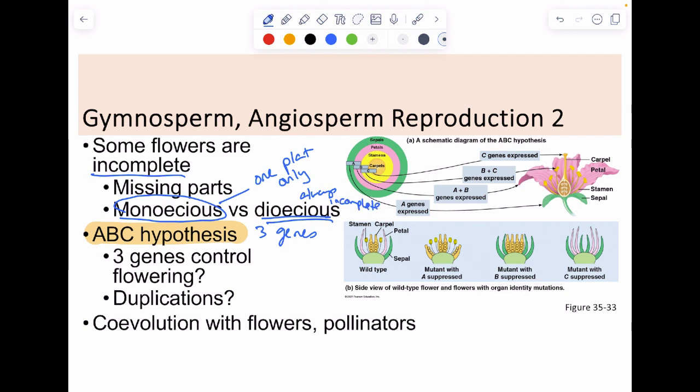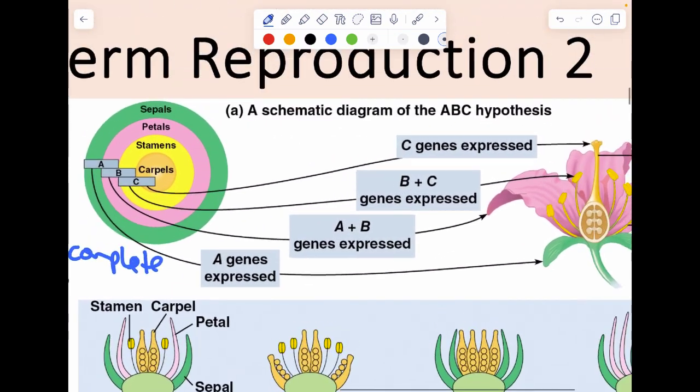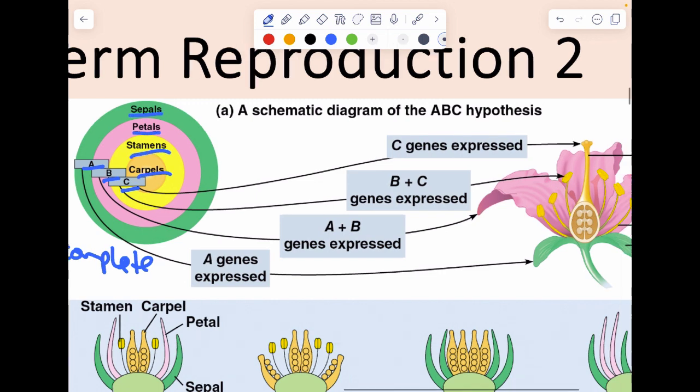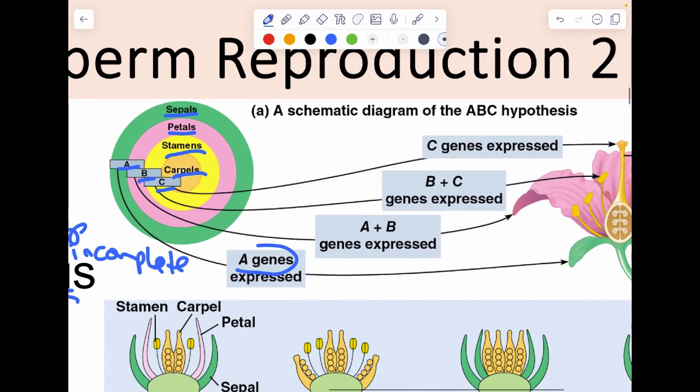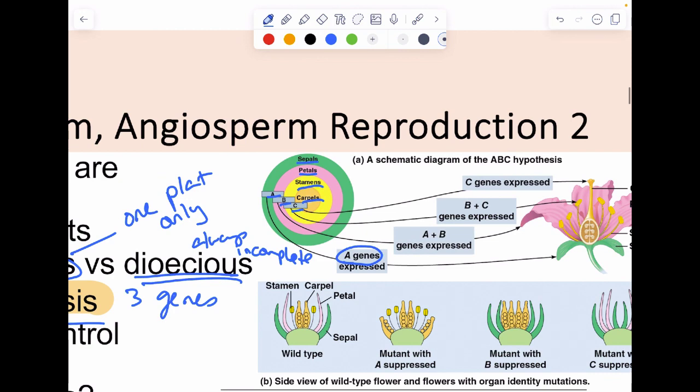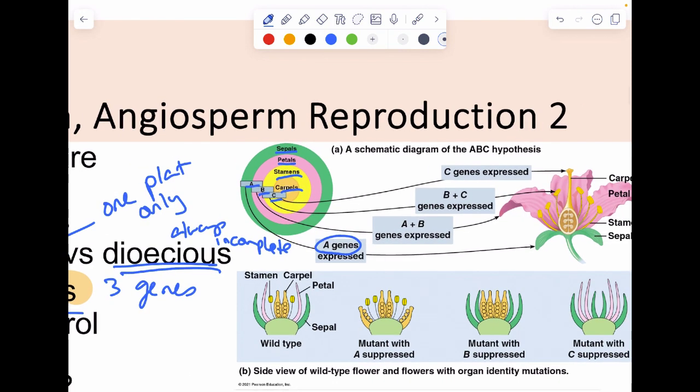What we notice with this ABC hypothesis is we get these overlapping genes that are expressed, and they help explain the formation of sepals, petals, stamens, and carpels. So, for example, only gene A would form the sepals. Only gene C gets carpels. B plus C is going to produce stamens, and then A and B are going to produce the petals.